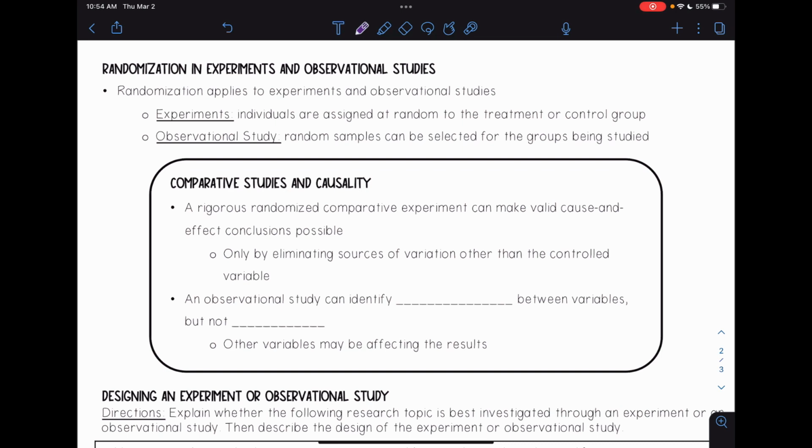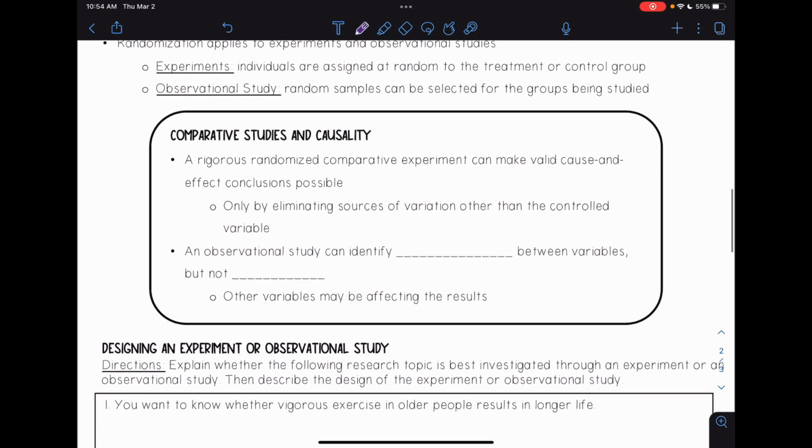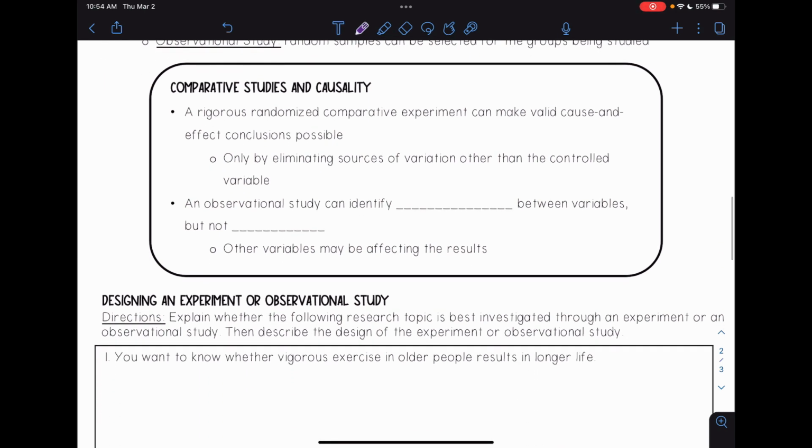For an observational study, however, we don't have that treatment or control group. And so here, to have randomization, we have random samples that can be selected for the groups being studied. And so we have comparative studies and causality. So for a rigorous randomized comparative experiment, like we talked about in the previous video, you can make valid cause and effect conclusions. Those are possible.